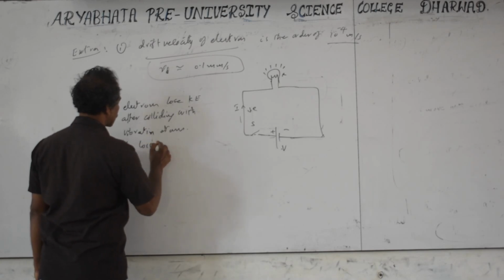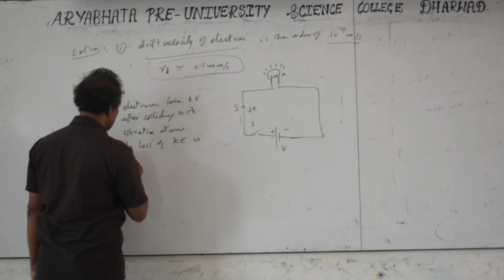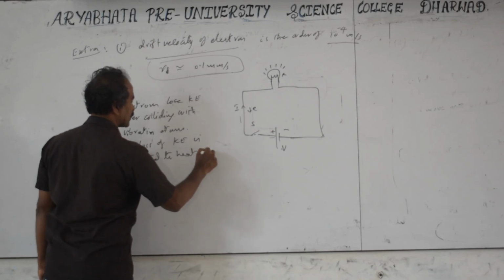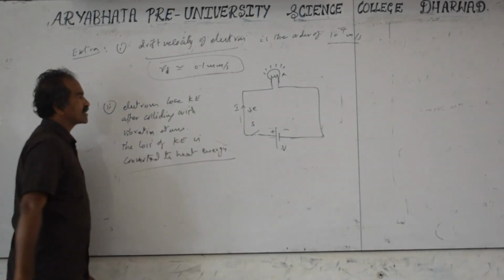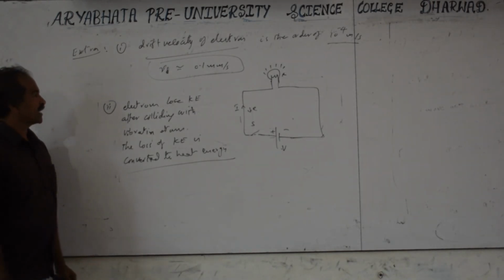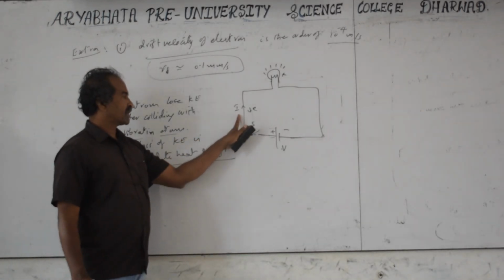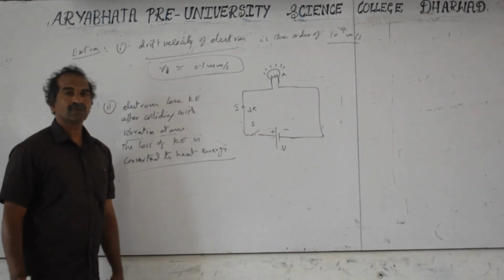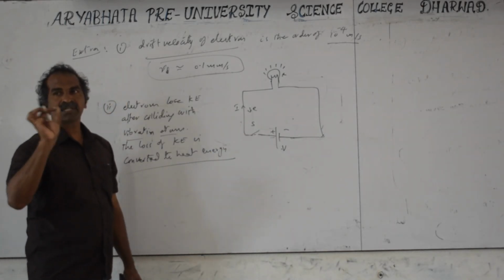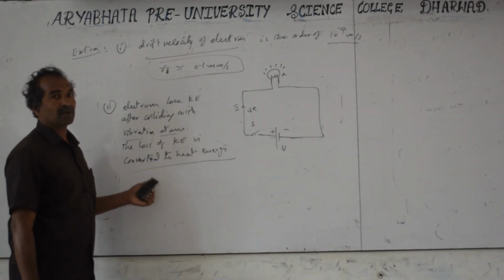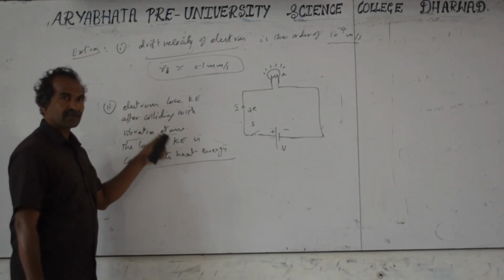The loss of kinetic energy is converted to heat energy. Electrons lose kinetic energy on colliding with vibrating atoms, and the loss of kinetic energy is converted to heat energy. Why vibrating atoms? Inside this conductor at room temperature, even just above absolute zero, atoms will not be at rest; they will have some vibration kinetic energy. So electrons on the path collide with vibrating atoms. At more temperature, more collision with the atoms is possible. But the important thing is that the lost kinetic energy is converted into heat energy.